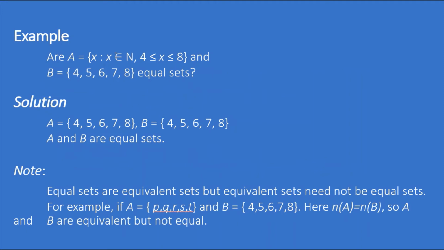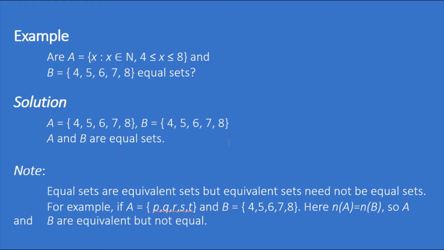Here is an example. Let A = {x such that x is an element of N, 4 ≤ x ≤ 8}. Here x is from 4 to 8, it's given 4 less than or equal to x less than or equal to 8. This means x is from 4 to 8, and B = {4, 5, 6, 7, 8}. Are these two sets equal sets is the question.